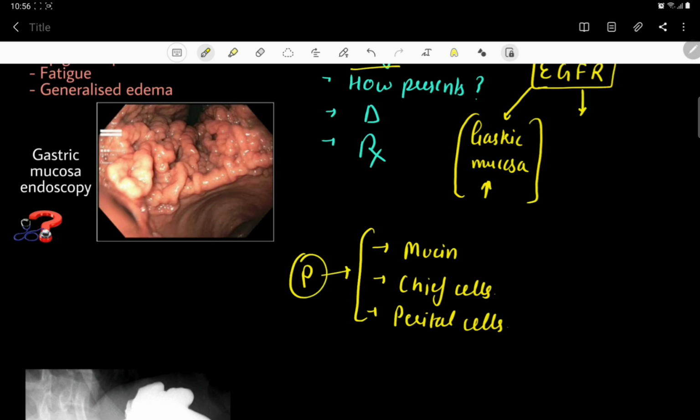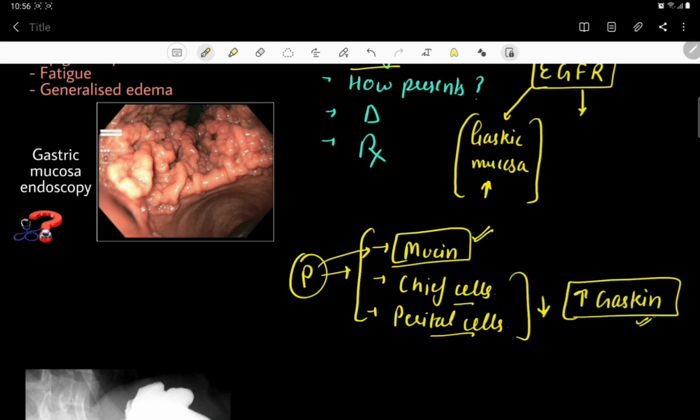And what this transforming growth factor does is basically increase the production of mucin-producing cells from the same progenitor cell, but decrease the production of chief cells and parietal cells. One more thing: due to the chief cell and parietal cell numbers decreasing, there should be an increased amount of gastrin secretion, because gastrin is basically trophic for these two.